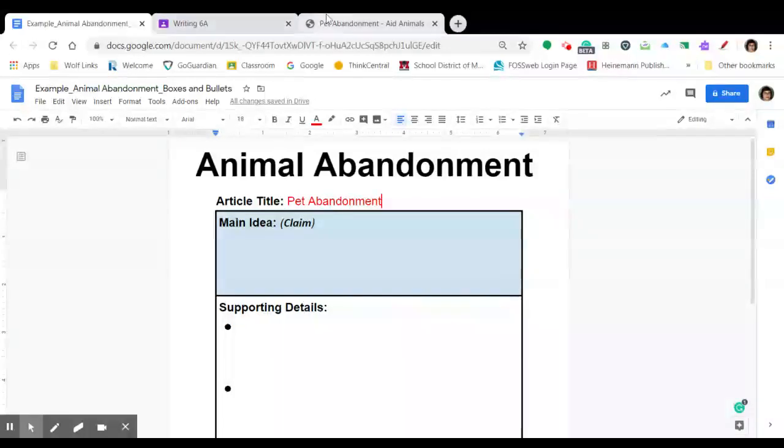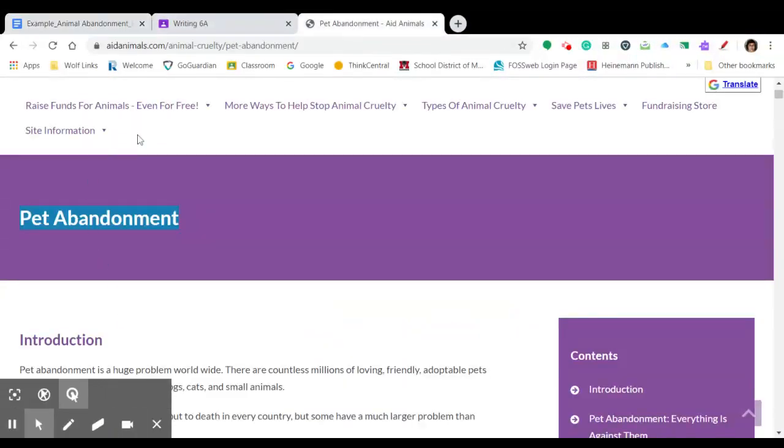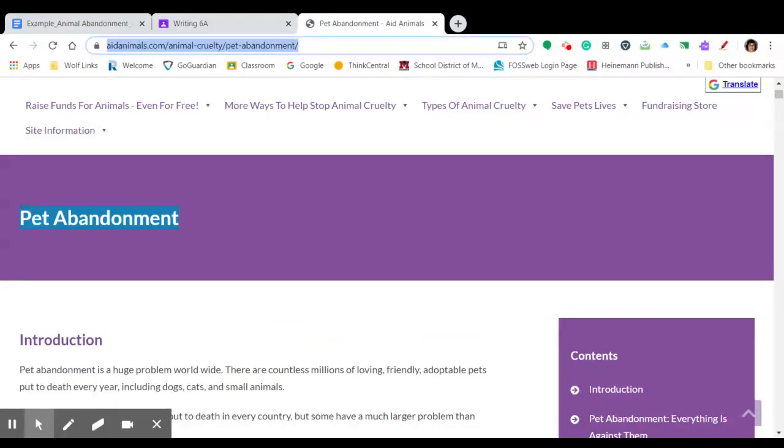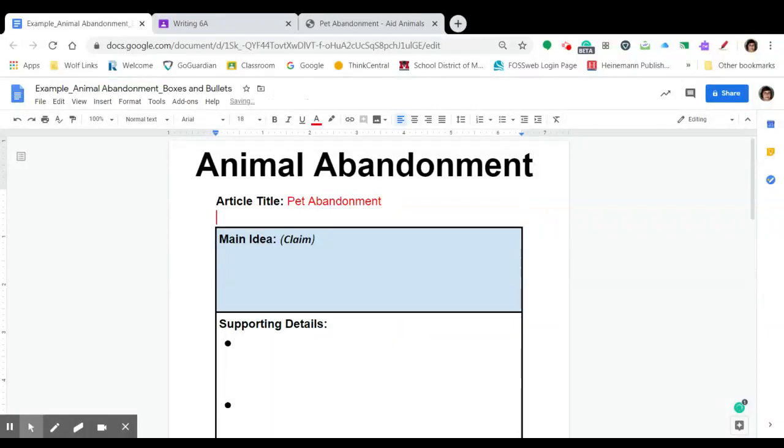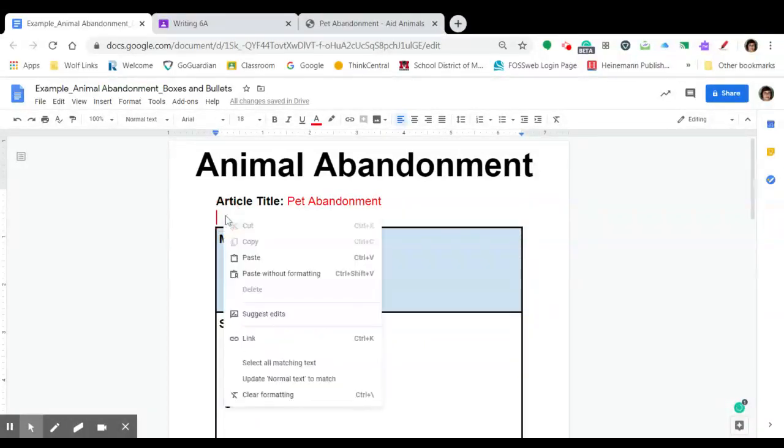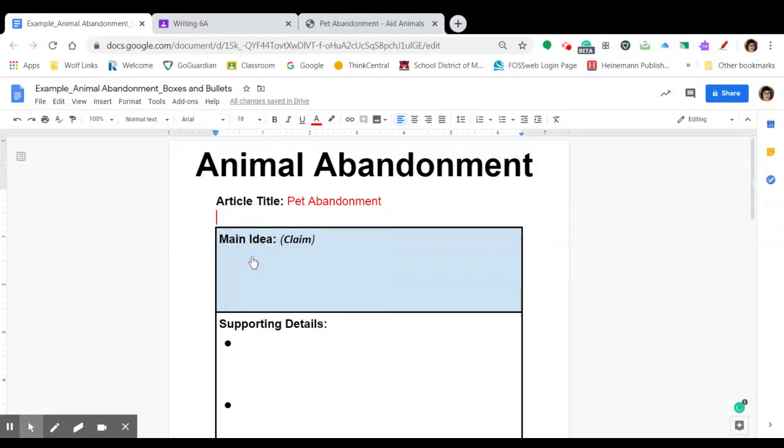So pet abandonment. And what I might want to include too, though, is the actual website, because this is from aidanimals.com. So I'm going to copy the URL link, and I'm going to put that on here also. So if I hit enter, then I can put that URL right underneath here. And now I actually have a link that somebody can go to see where I got all this information from.